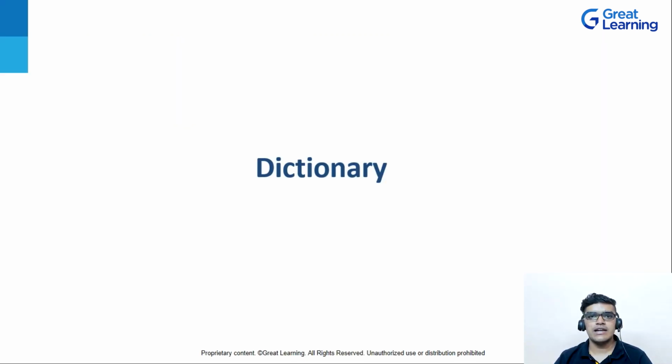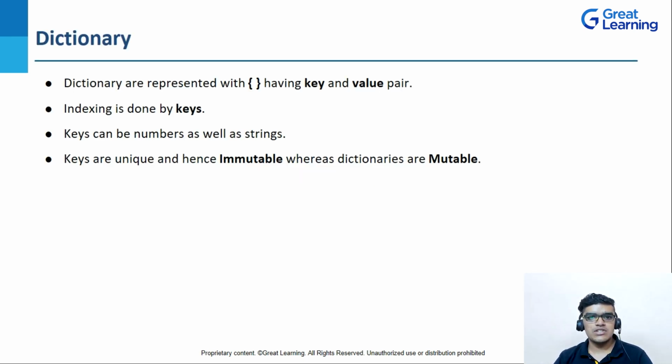So after understanding list, tuple, and set data structures, let's understand what a dictionary data structure is. A dictionary is also represented by curly brackets, but it has key as well as value pairs. Inside a dictionary, we have keys, and each key has a specific value. Also, if you want to do indexing in a dictionary, you can do it through keys. Moving further, keys can be numbers as well as strings, so your key can be a number as well as a string.